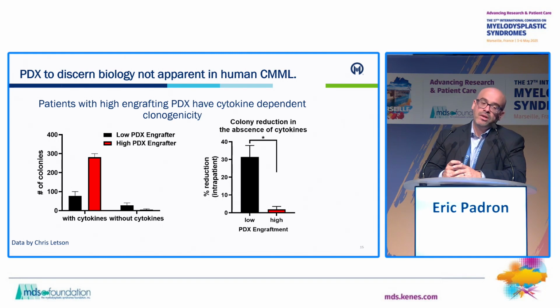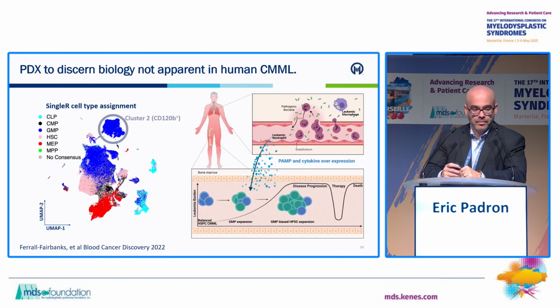In fact, when you do colony formation assays and you separate a patient aliquot based on whether they were a high engrafter or a low engrafter in PDX, you find that those that were high engrafters are extremely cytokine sensitive. In other words, without cytokines, no colonies. With cytokines, at least a 30% increase in colony formation, suggesting that there's a subgroup of these that have favorable outcomes, high platelet counts, respond to ruxolitinib, and are cytokine sensitive.